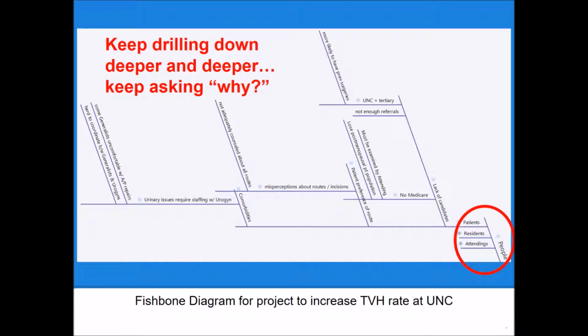So, for instance, between the attendings, residents, and patients that might be contributing to lower than ideal TVH rates, when we brainstormed specifically about patients, we thought that since UNC is a tertiary care center, it's very possible that the patients that get referred to us are more likely to have had multiple previous surgeries, which might make them poor candidates for vaginal hysterectomies, and therefore that might decrease our overall number of TVHs. As you can see, we fleshed out several more aspects of what contributions our patient population might be making.